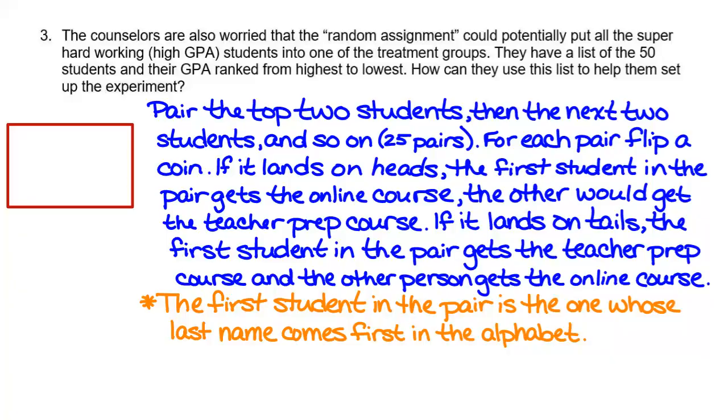Could we also say the first student could be the one with the higher GPA? The problem is going to be, what if you have 2 people with 4.0s? Okay. What if they both have the same last name? If they both have the same last name, then you move on to first name. If they both have the same first name, then you move on to middle name.